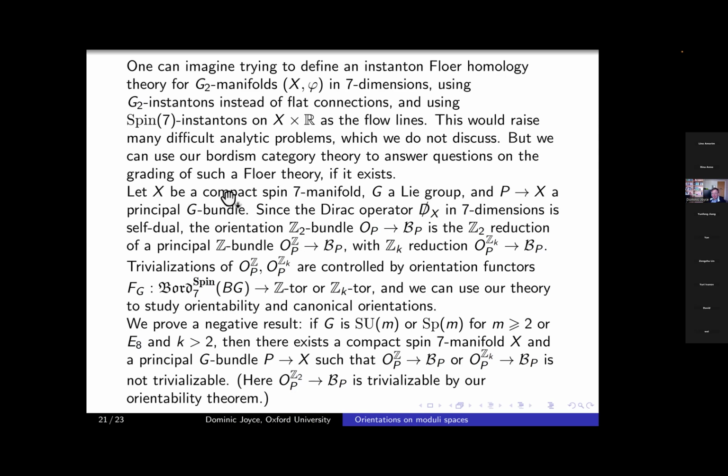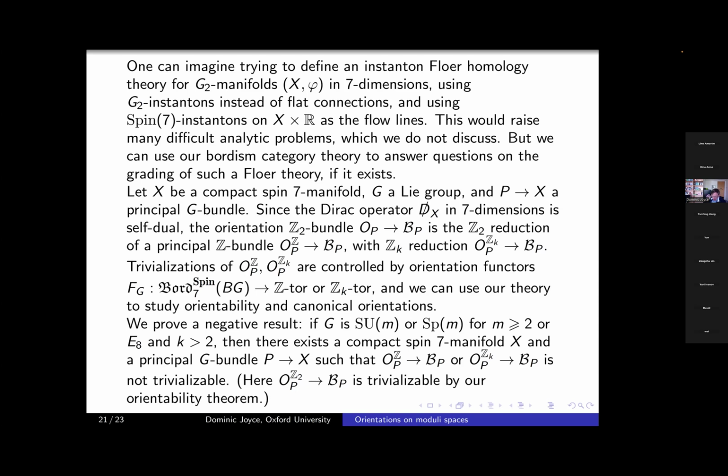Okay, so if X is a compact spin 7 manifold, for instance a G2 manifold, G is a Lie group, and P is a principal G bundle, then because the Dirac operator D_X in 7 dimensions is self-dual, the orientation Z2 bundle is actually the Z2 reduction of a principal Z bundle over BP, and we can take a Z_k reduction. Then trivializations of these Z or Z_k bundles are controlled by orientation functors from the bordism category B_G into the Picard groupoid of Z-torsors or Z_k-torsors. And then we can use our bordism category theory to study orientability and canonical orientations.